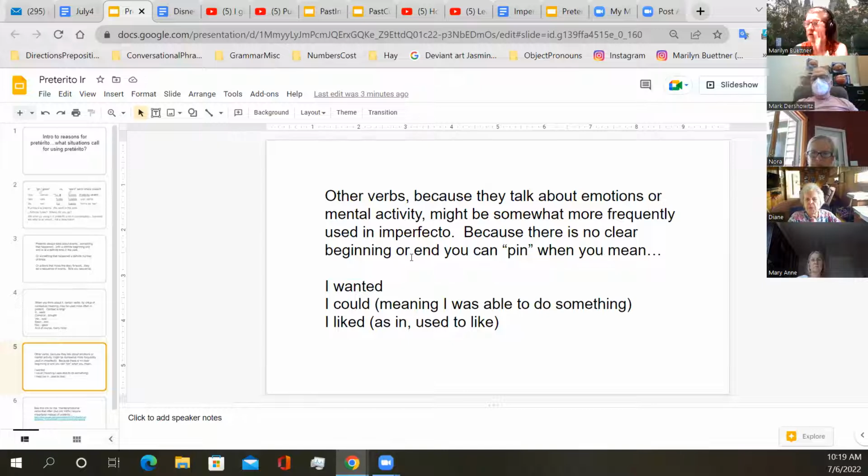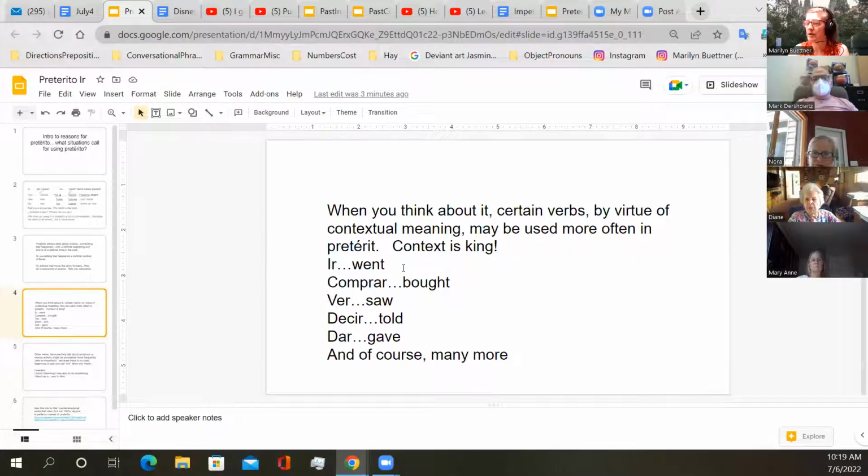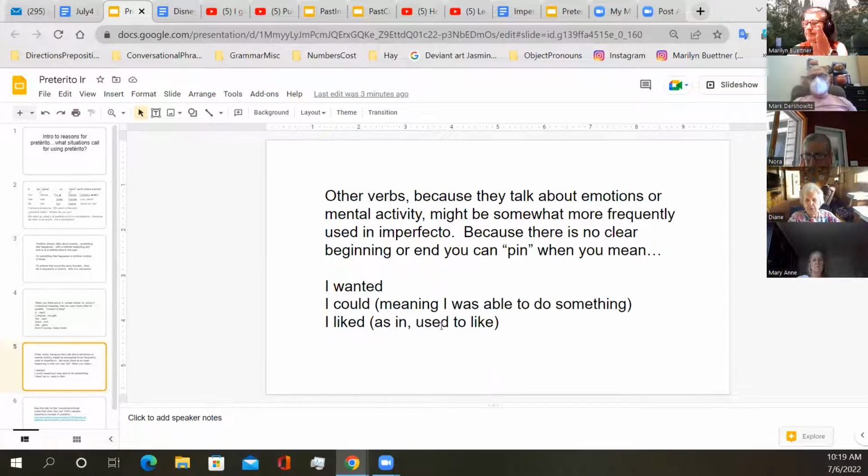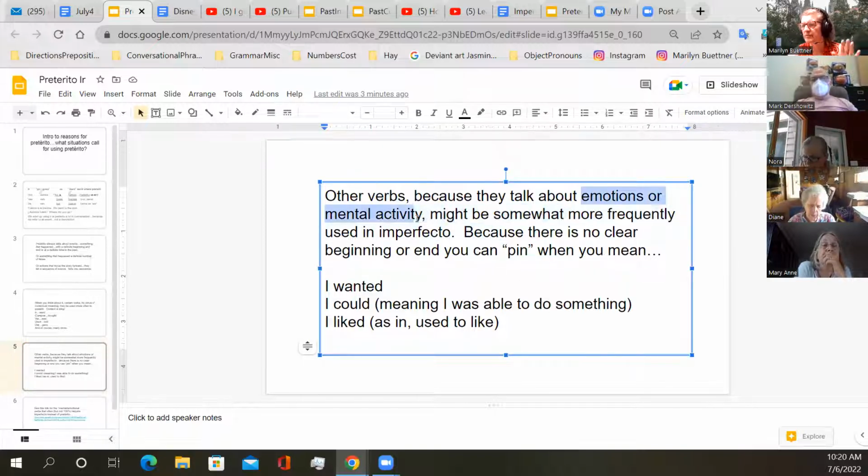So let's take another look. These kinds of things that talk about one and done activities tend to be preterito. Some verbs, because they talk about emotions or feelings, things that you cannot tag to an event easily, will wind up being in the imperfecto. With some verbs that talk about emotions or mental activities, and there are caveats with this, there's sometimes no clear beginning or end. So let me give you an example.